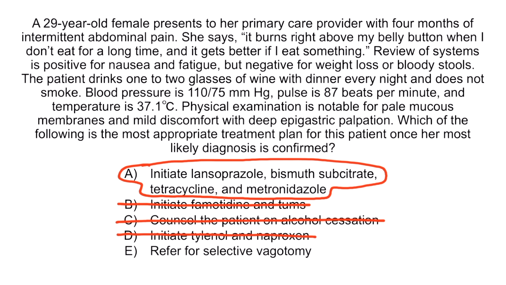Option D is incorrect because Tylenol and naproxen won't treat her H. pylori infection, and naproxen may even worsen her peptic ulcer disease. Finally, option E is incorrect because selective vagotomy is too aggressive of a treatment for this patient. The standard triple or quadruple therapy should be attempted first, and selective vagotomy is usually reserved only for refractory cases. This concludes our lecture on gastritis and peptic ulcer disease.